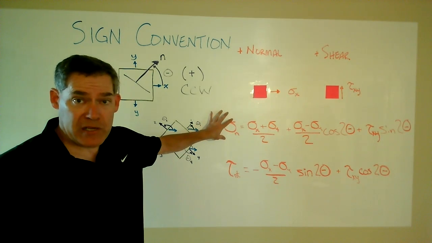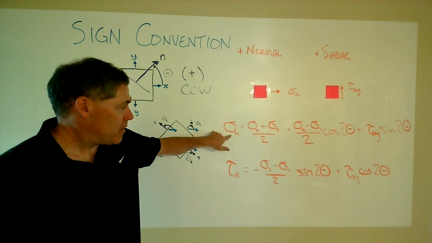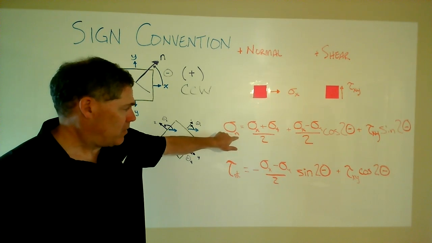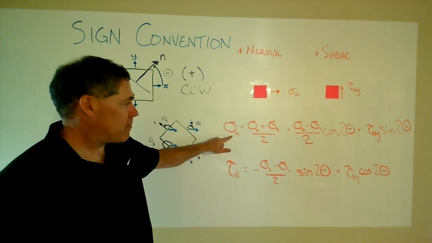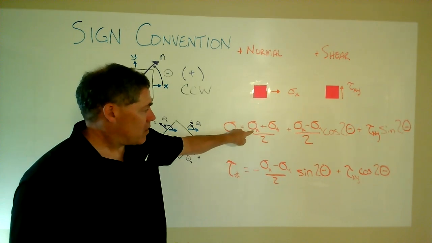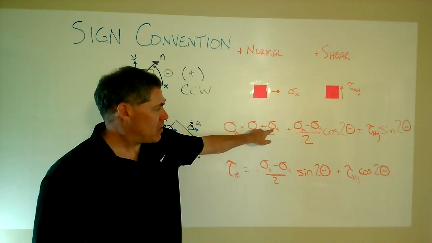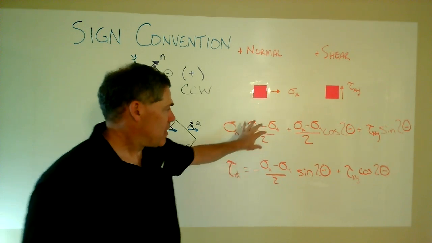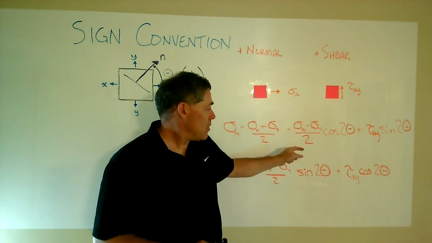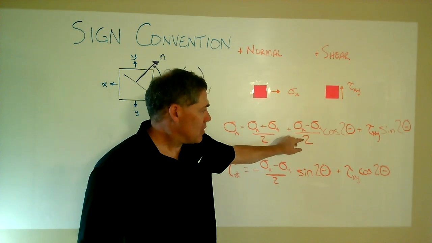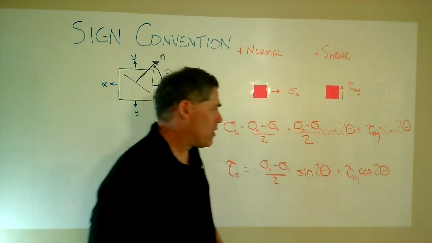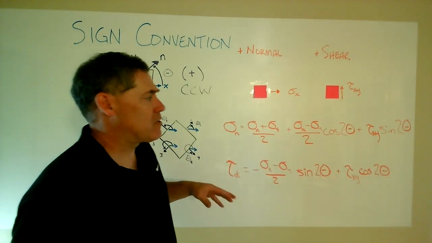an arbitrary inclined plane, right? Sigma n, the normal stress on that particular arbitrary plane, right? The first term is the average term between the normal stress on the x-plane and the normal stress on the y-plane. That's the first term. The second term is the difference between those two, divided by 2, times cosine of 2 theta, and then the third term is plus tau, the shear stress term, times sine of 2 theta.